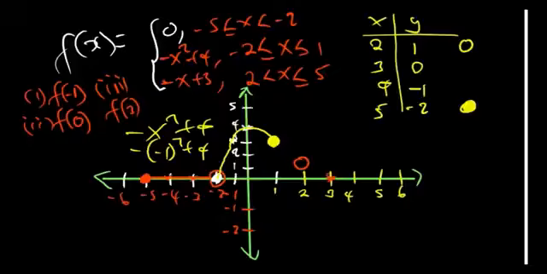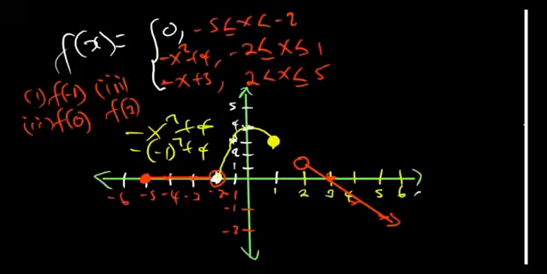Next, 4 comma negative 1. 4 is this point, negative 1 is somewhere here. Okay, another one is 5 comma negative 2. 5 is here, negative 2 is somewhere here. So our point will be here. This is going to be our point. Okay, so don't forget to put the arrows because we don't know where it is ending. So this is the sketching.